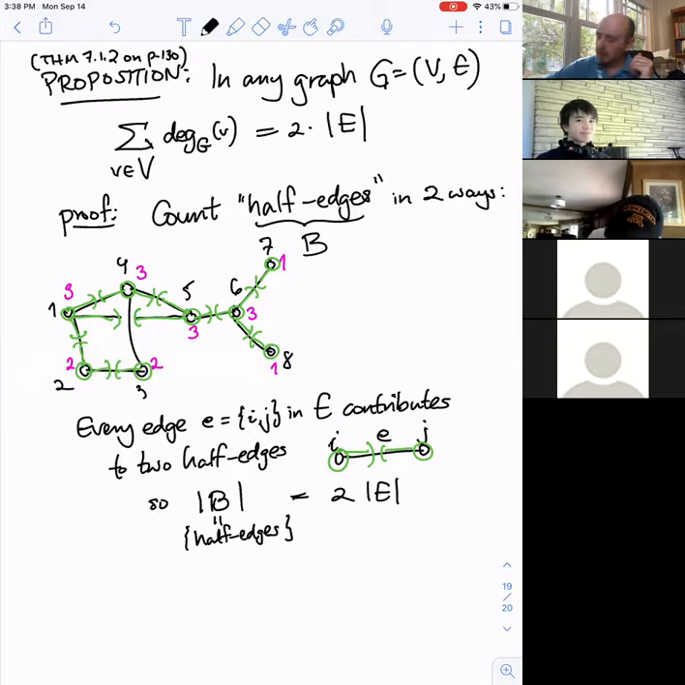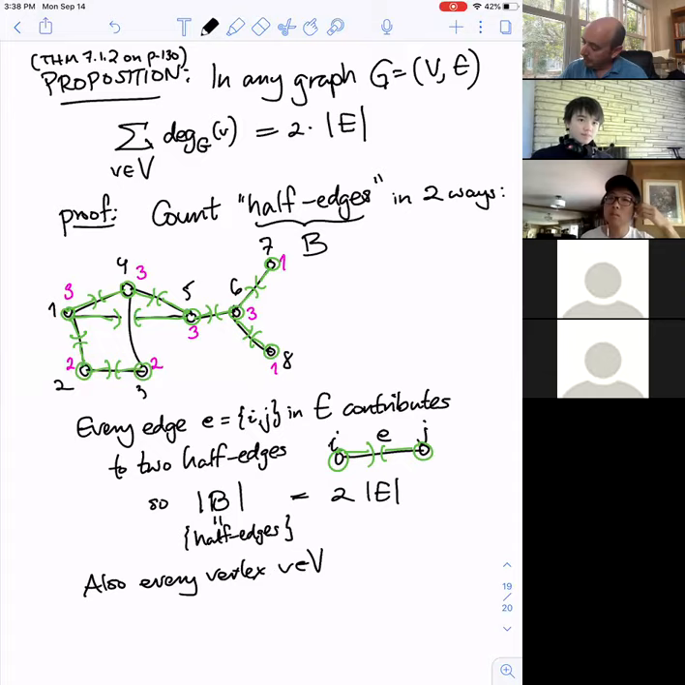Okay, but on the other hand, every vertex, little v in capital V, contributes its degree. If you've got a vertex and it's got 3 edges in the graph coming out of it, then it's got 3 half edges that it contributes to B.